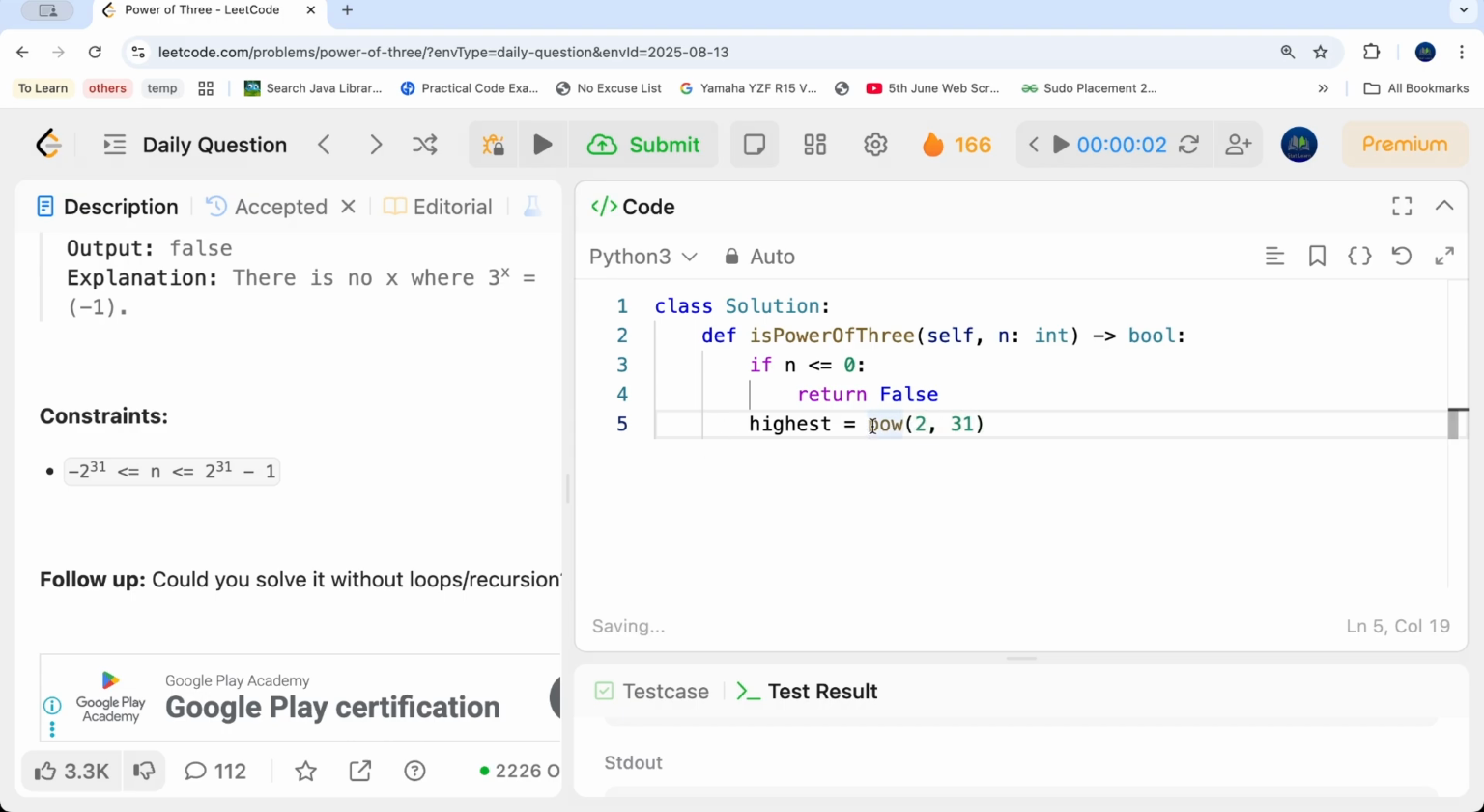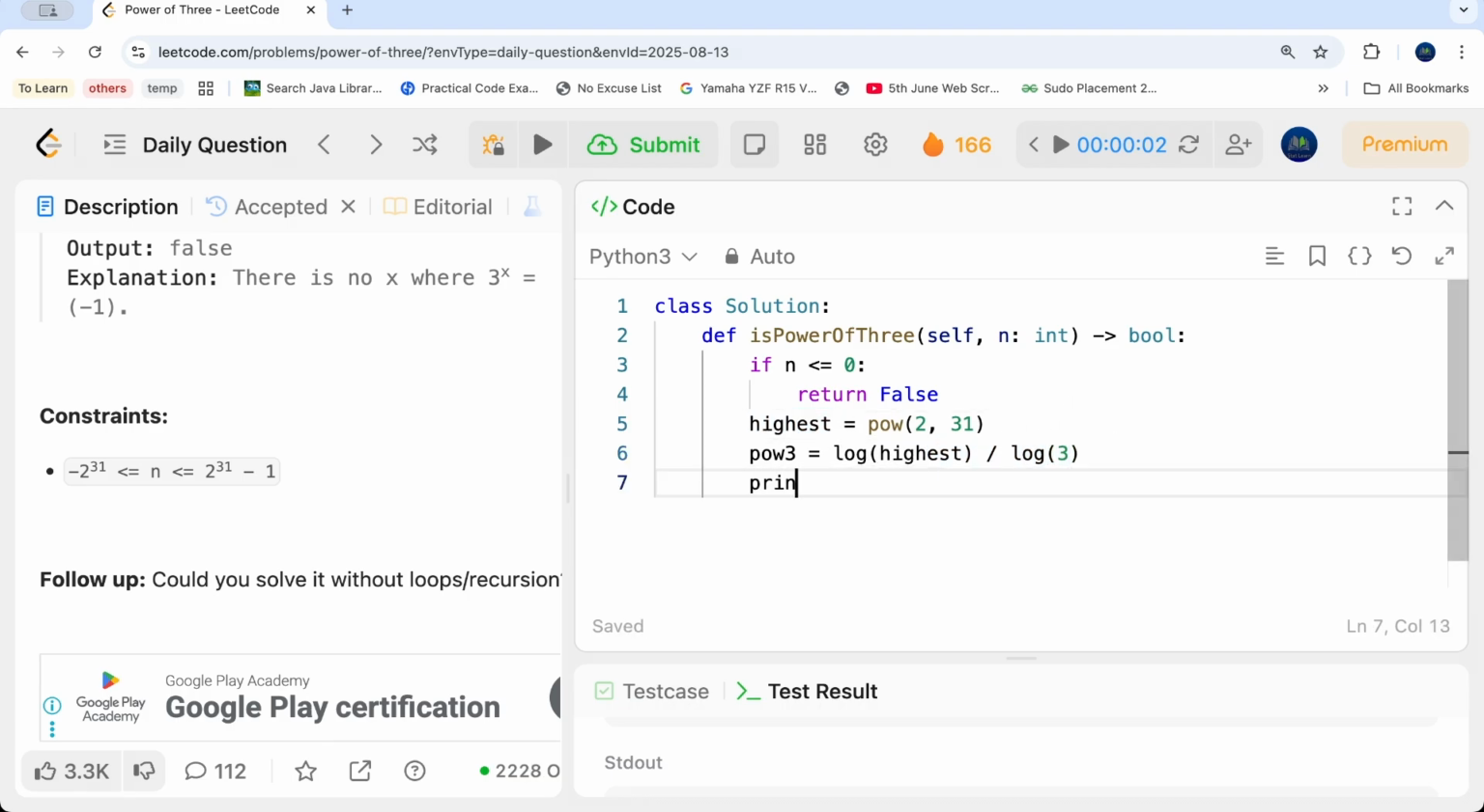That's my highest number. Now, whatever my highest number is, let me find out what power of 3 will be equal to it. And I will tell you the reason, but let us first find out. So power of 3, let us say the variable name is PO3, which is equal to log of highest divided by log of 3. This is like finding log of highest to the base 3. Now, if I print the value of PO3, let's see what the value is.